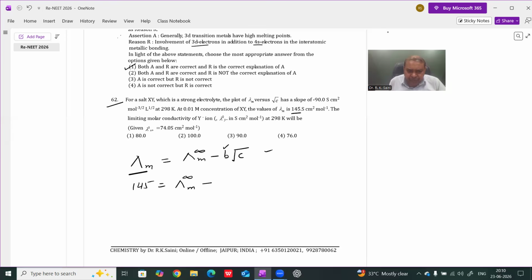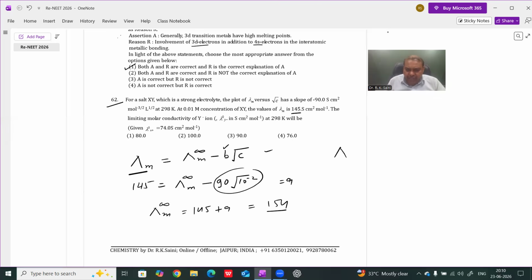Slope given minus 90, and concentration given 10 to the power minus 2. Therefore, the limiting molar conductance, this value is 9. And as limiting molar conductance is 145 plus 9, that of the salt is 154.